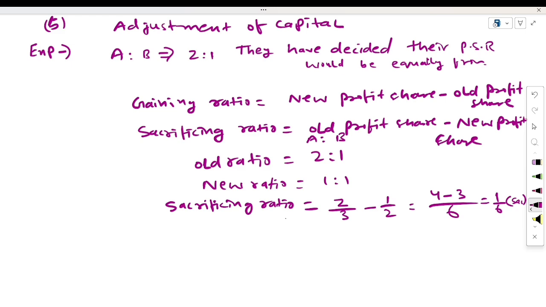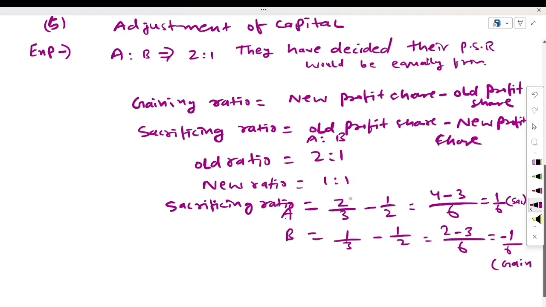So here partner A is sacrificing 1 by 6. And for B, 1 by 3 minus 1 by 2, here LCM will be 6, 2 minus 3, it means minus 1 by 6. This partner B is gaining here. So A is the sacrificing partner and B is the gaining partner. This is all about the gaining ratio and sacrificing ratio, which is the first topic of this chapter.